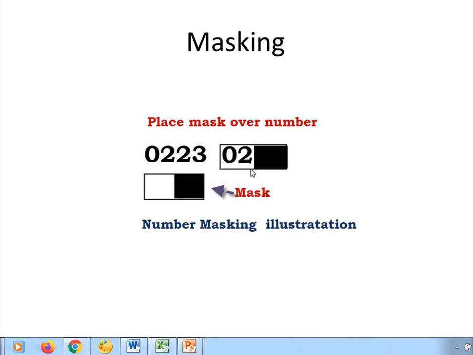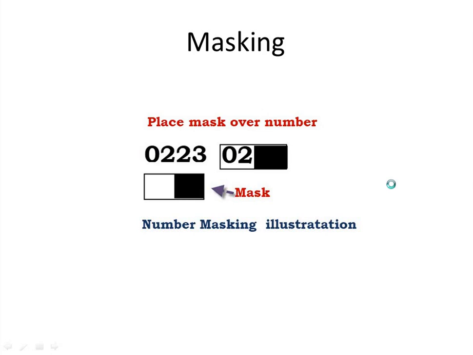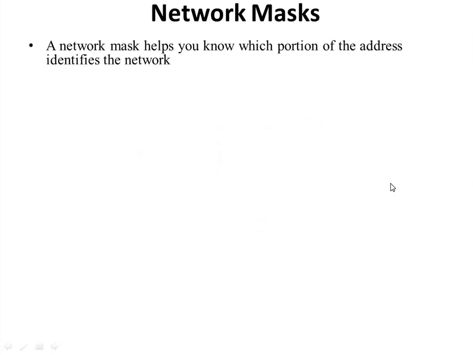This is how you can find out the net ID also. You can use the same concept for net ID. Then what is a network mask? The network mask will help you to know which portion of the address identifies the network. That's why you are able to identify the network.